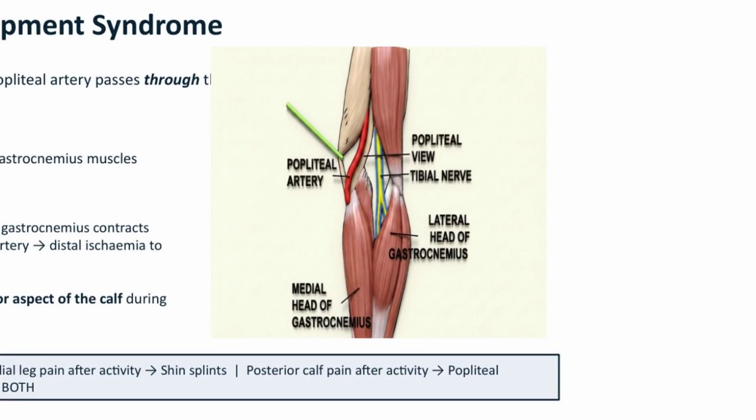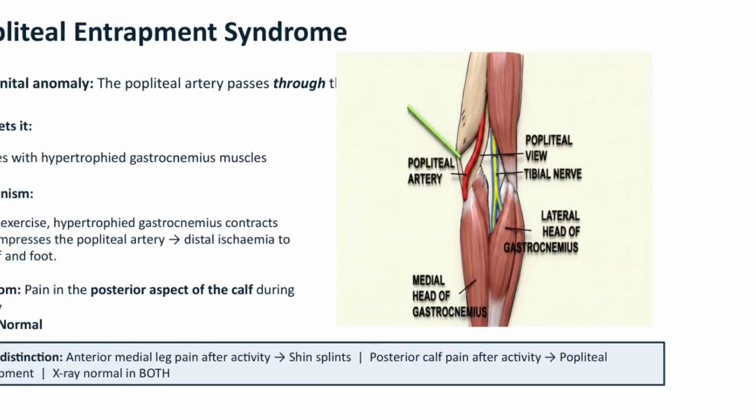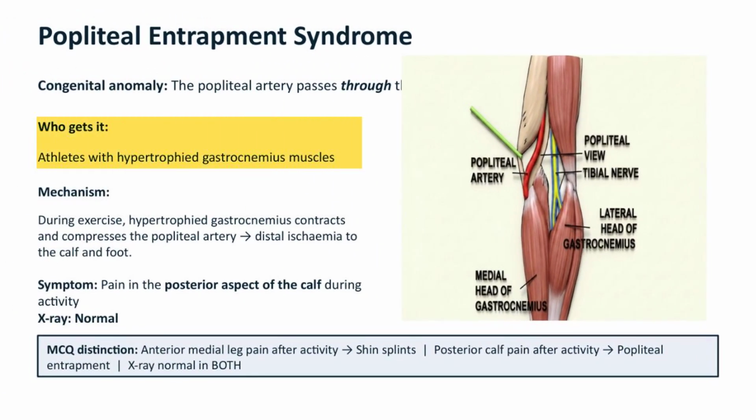The popliteal artery passes through the gastrocnemius muscle instead of beside it. Who gets it? Athletes with hypertrophied gastrocnemius muscles. The mechanism: during exercise, the hypertrophied gastrocnemius compresses the popliteal artery, leading to distal ischemia. The symptom: pain in the posterior aspect, the calf, during activity. And the X-ray is normal.